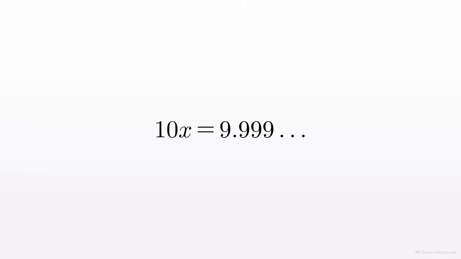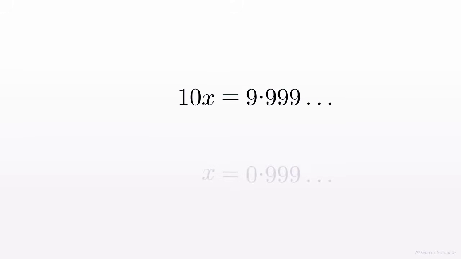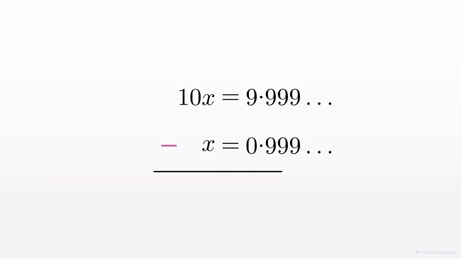Now we stack this new equation directly on top of our original baseline equation. Notice how the decimal points align perfectly. Pause here for a moment and subtract the bottom equation from the top one in your head. Looking at the left side of the equal sign, 10x minus 1x leaves us with 9x. On the right side, isolating the whole numbers, 9 minus 0 is simply 9.